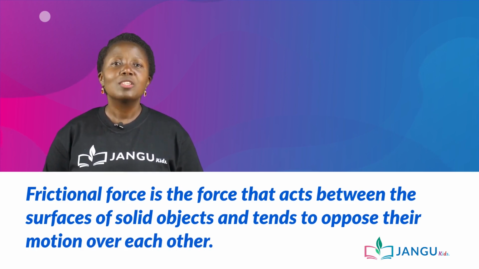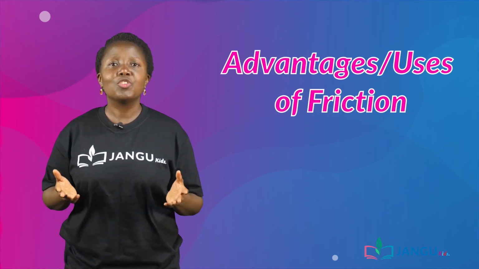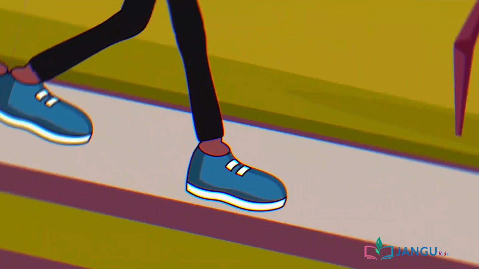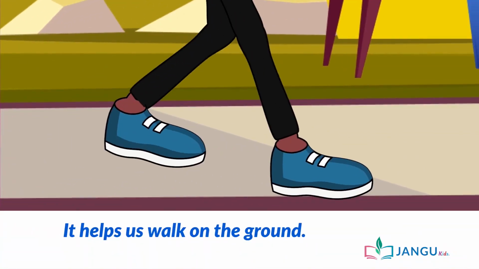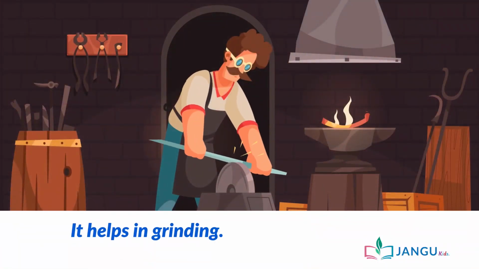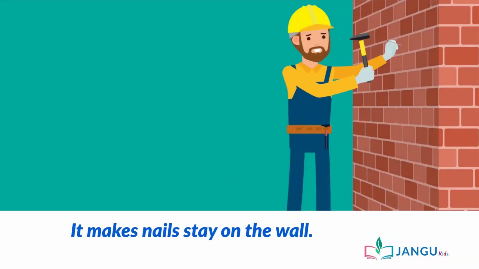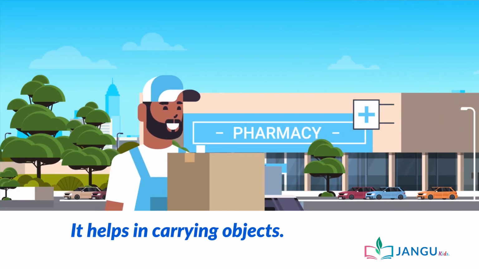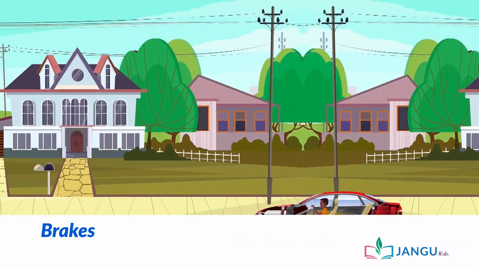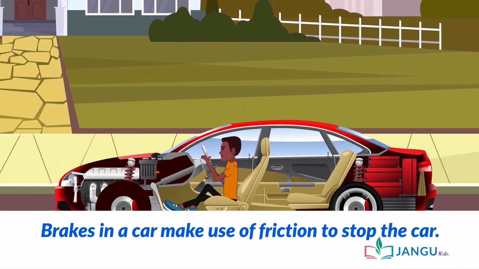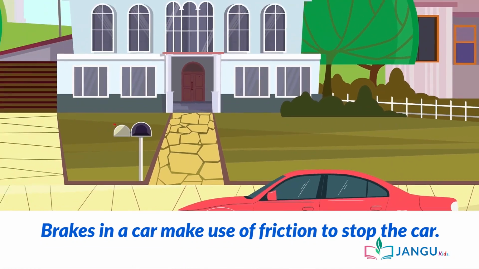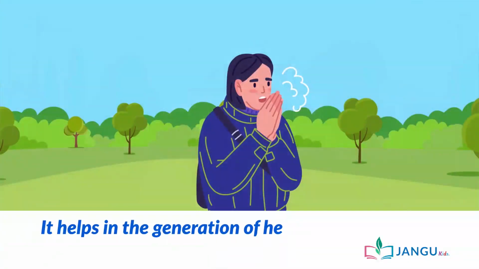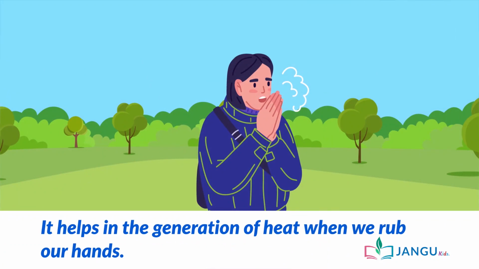Some advantages and uses of friction are: it helps us walk on the ground, it helps in grinding, it makes nails stay on the wall, it helps in carrying objects. Brakes in a car make use of friction to stop the car. It helps in the generation of heat when we rub our hands.